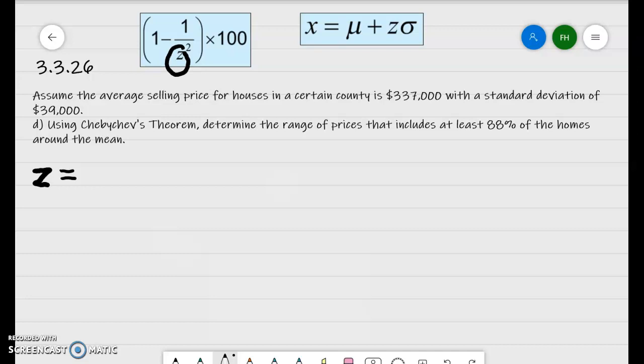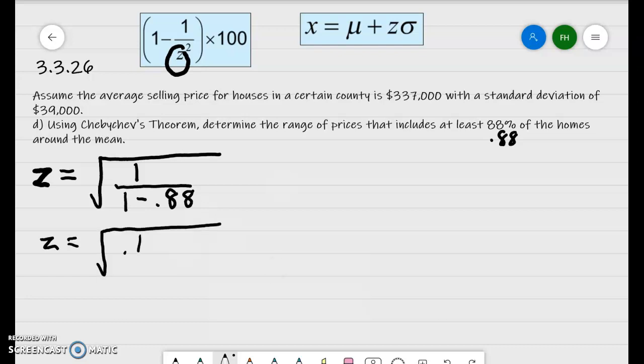So the way we do that is we do the square root of 1, and we're going to change 88% to 0.88. So be sure to do that. Change it to a decimal. And then here is the formula that you will use that is already solved for Z. So what we get here is Z equals the square root of 1 over basically 0.12. So what you want to do is 1 divided by 0.12 and take the square root. Now, anytime you take the square root of a number, you're going to have that number positive and that number negative.